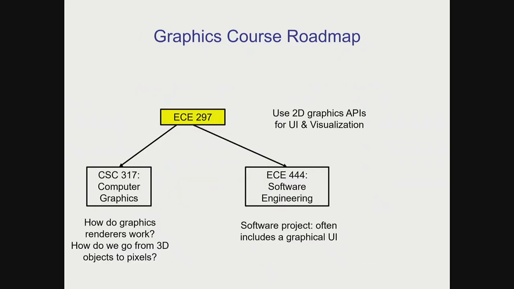If you liked graphics, we talked about graphics in this course, computer science has ece297, which actually talks about how graphics renderers work. So how do we go from a high-level description to pixels in 3D? It's not only 2D, it goes a step further: how do we do that in 3D?